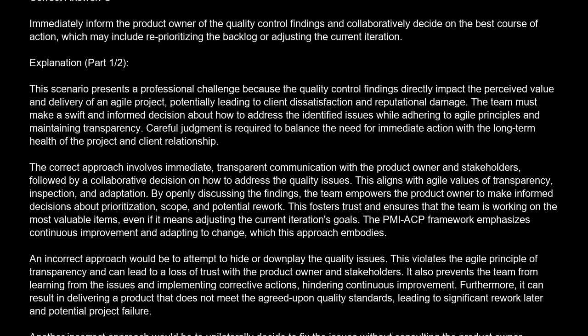The team must make a swift and informed decision about how to address the identified issues while adhering to Agile principles and maintaining transparency. Careful judgment is required to balance the need for immediate action with the long-term health of the project and client relationship. The correct approach involves immediate, transparent communication with the product owner and stakeholders, followed by a collaborative decision on how to address the quality issues. This aligns with Agile values of transparency, inspection, and adaptation.